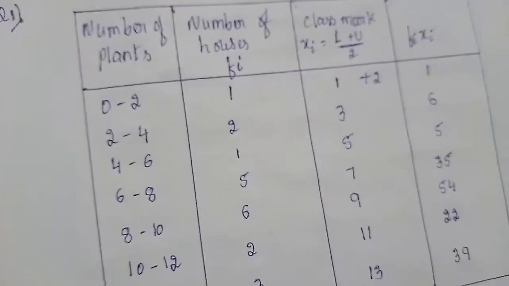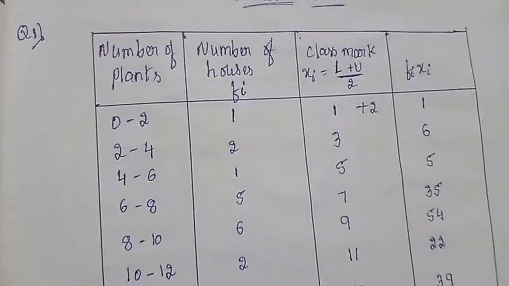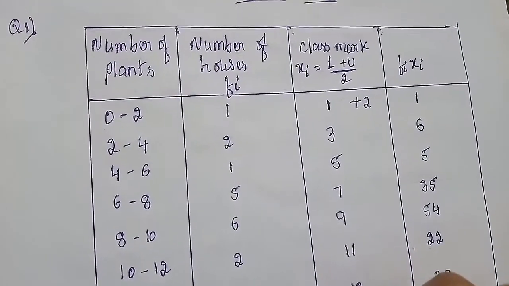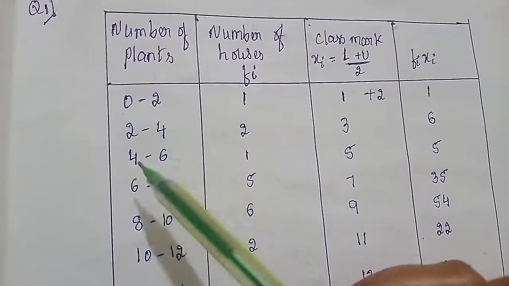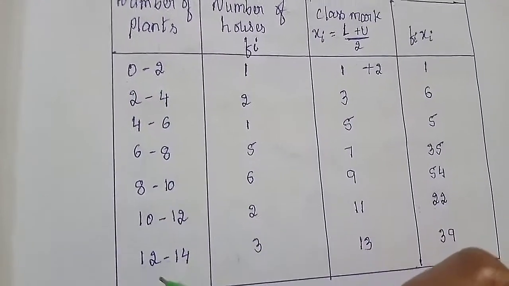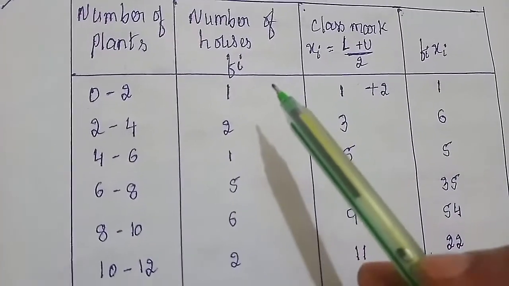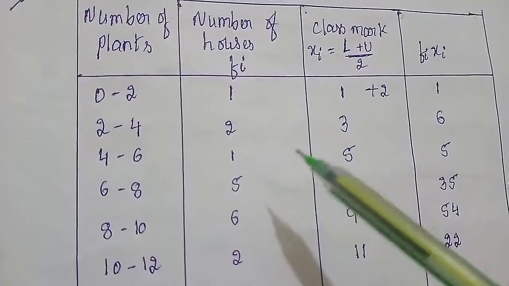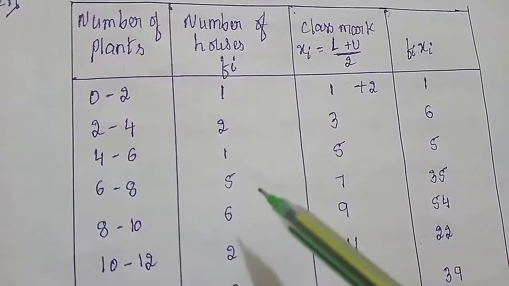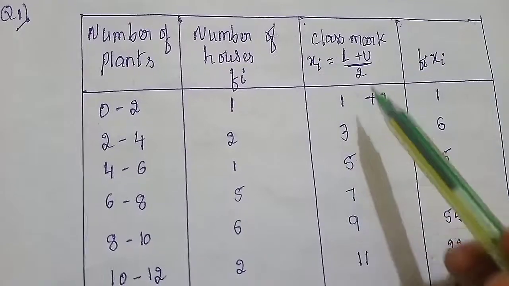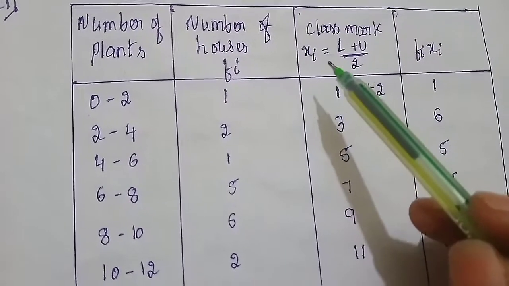Whatever he has given in the question, I have drawn here. The first column given is number of plants, that is 0 to 2, 2 to 4, 4 to 6, 6 to 8 until 14. And number of houses is frequency. These two columns are given. We need to find the mean. Now let us find the next column, that is xi.